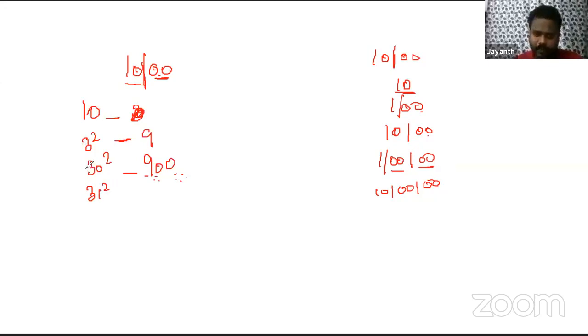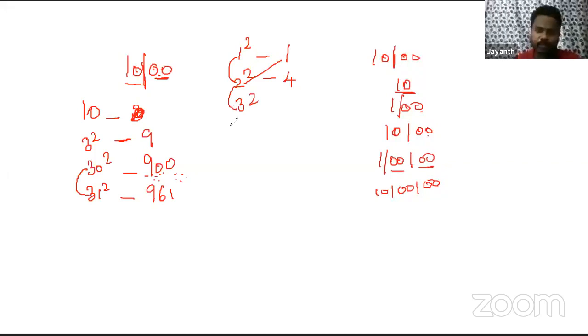That is 31 square. See, squares are amazing numbers. Listen here, 1 square, we all know, is 1. For 2 square, 1 plus 2 is 3. Add 3 to this, you'll get 4. Likewise, 3 square: if you add the consecutive numbers, you'll get a square. 2 plus 3 is 5. Add 5 to the previous square 4, you get 9. Likewise it goes on. 3 plus 4 is 7. 7 plus 9 is 16. Likewise it goes on here.